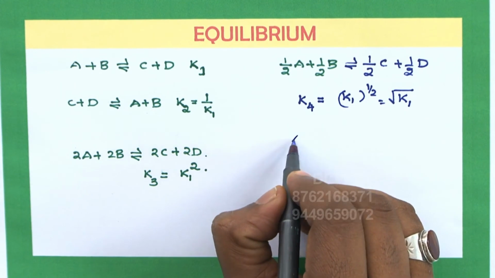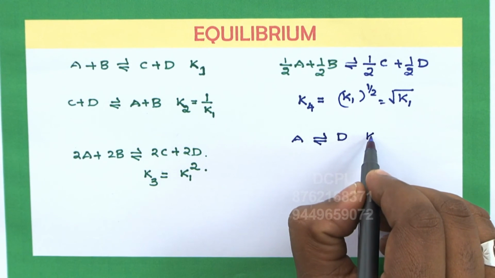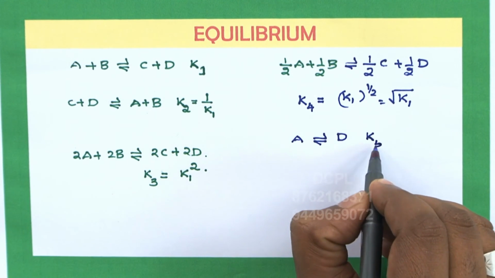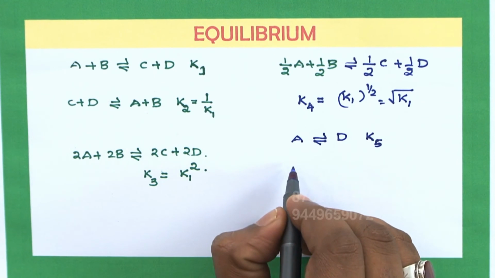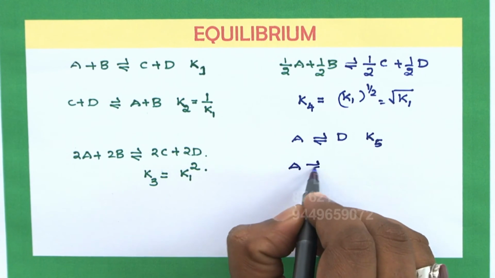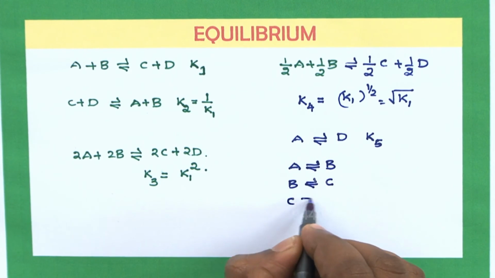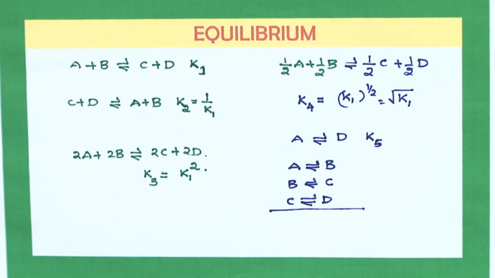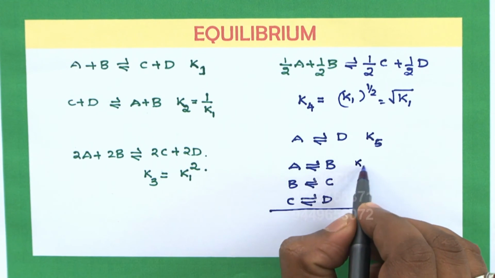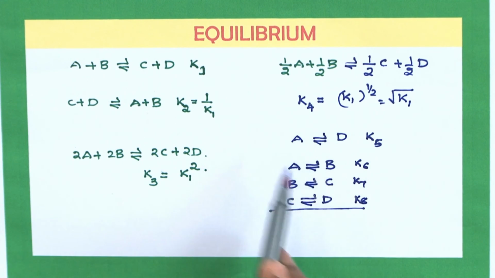Consider a reaction A in equilibrium with D. Let the equilibrium constant for this reaction be K5. Now, let us assume that the reaction occurs in two or more steps. Let the steps be, first A gives B, then B formed, it gives C, then C formed, it gives D. So if you add all the reactions, you will get the total or the overall reaction. These are the stepwise reactions, and let the stepwise equilibrium constants for these be K6, K7 and K8. Then this reaction can be obtained by adding all the reactions.